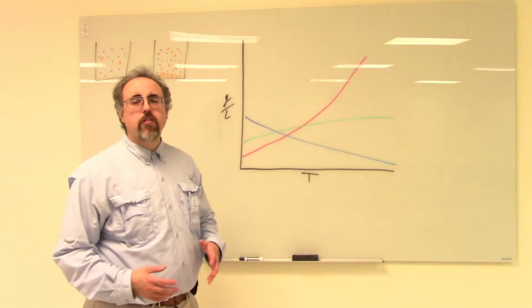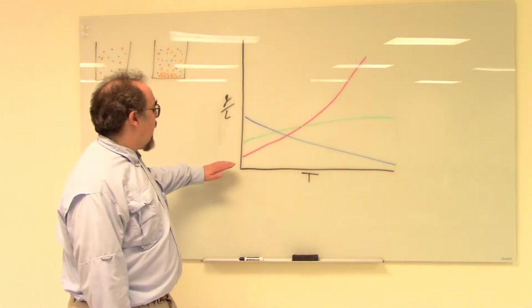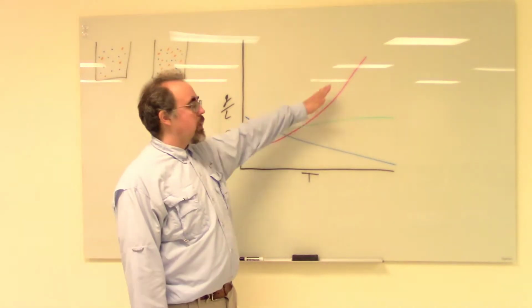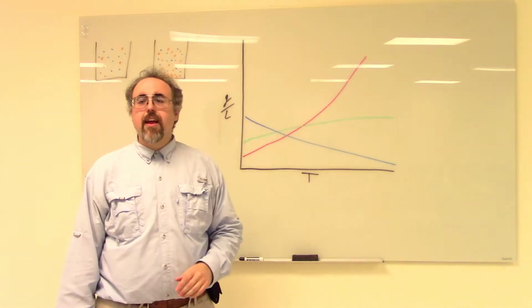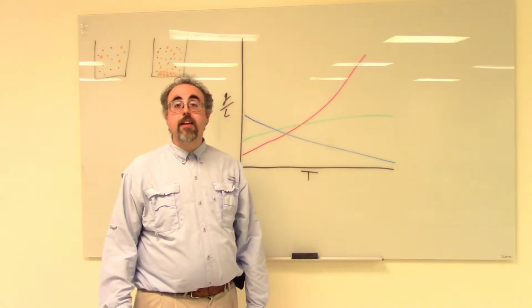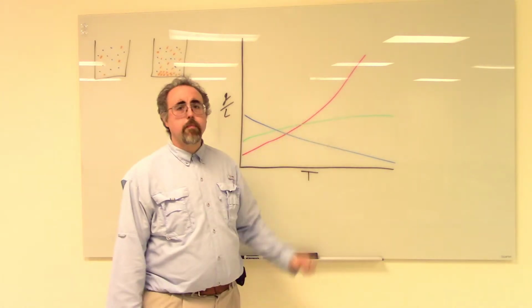Now for some compounds, a lot of your solids, and also some to do with the liquids, as you go up in temperature, the amount that you can dissolve goes up, like the red or the green lines. Now some things are more affected by this than others. So you will see relatively flat lines and relatively steep lines.